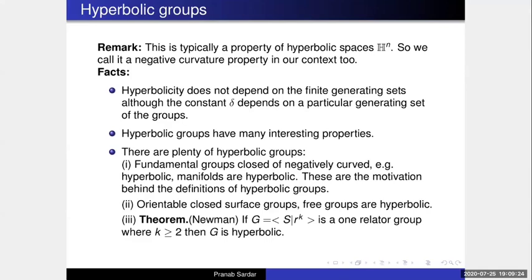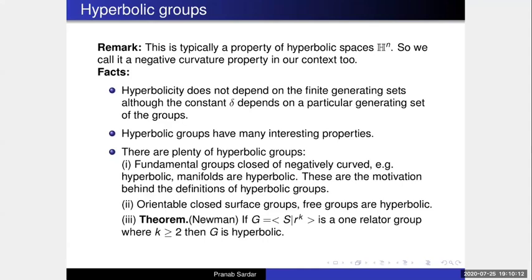So, fundamental groups of closed negatively curved manifolds. These are hyperbolic. This requires what is called the Milnor-Schwarz lemma to prove. It's not very difficult. Namely, for instance, if I take closed hyperbolic manifolds, then the fundamental groups of such things are hyperbolic, as per this definition of hyperbolic group. And these were really the motivation behind defining hyperbolic groups. When Gromov defined the hyperbolic groups, these were the motivation. And a particular case of this is orientable closed surface groups of genus bigger than or equal to 2. I forgot to mention it here. Those are the interesting cases.